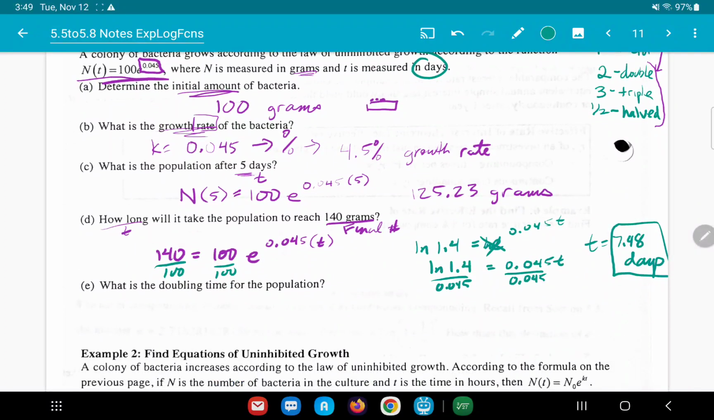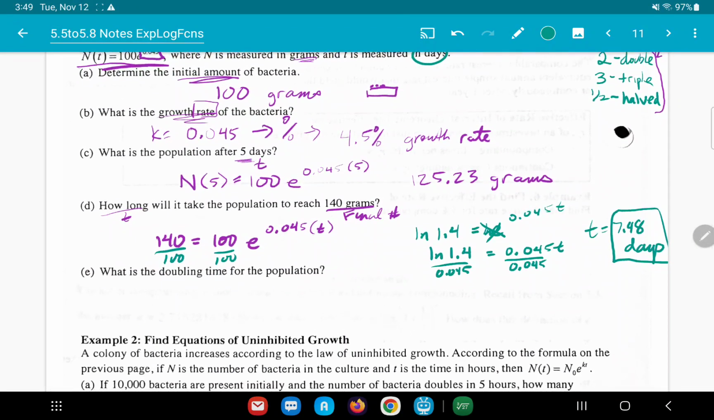All right, what is the doubling time for the population? Take a look at this question. Since we're doubling the amount of material we have, if we imagine that in the formula we've got the initial amount, let's call it n sub 0, then we'll want double that at the very end.